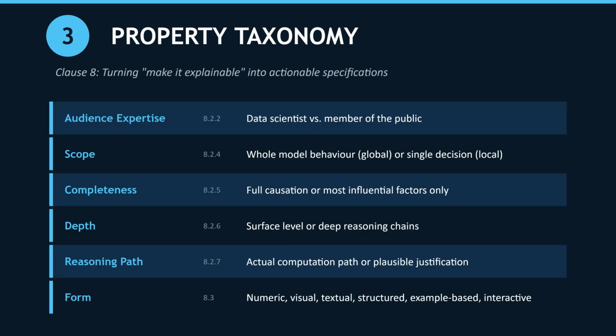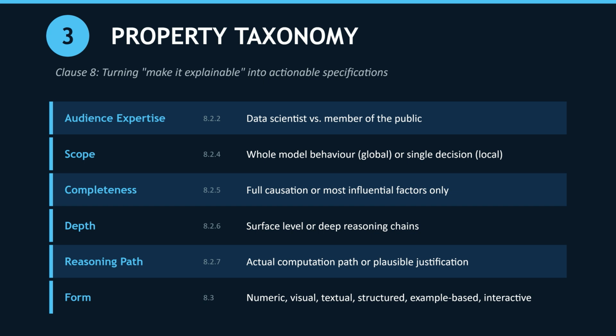The third contribution is the property taxonomy in Clause 8. Now this is what turns the abstract requirement, make your AI explainable, into something concrete and accessible. The taxonomy covers 6 key properties. Audience expertise. Is the person a data scientist or a member of the public? Scope. Do you need to explain the whole model's behavior or just this specific decision? Completeness. Full causation chain or just the top factors? Depth. Surface level or deeper reasoning path, and this is a critical distinction the standard makes between rationale and justification.